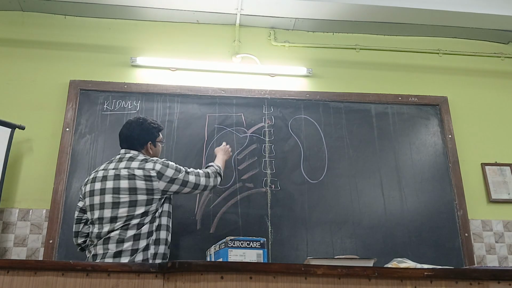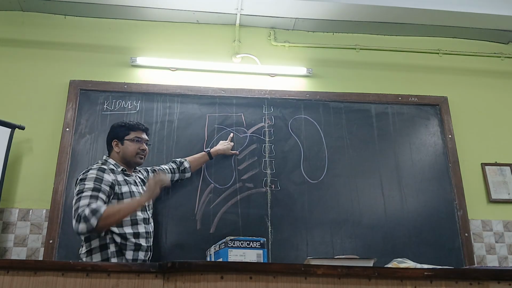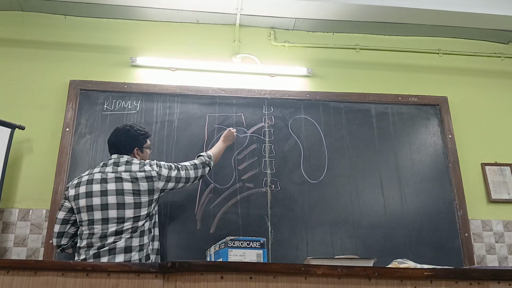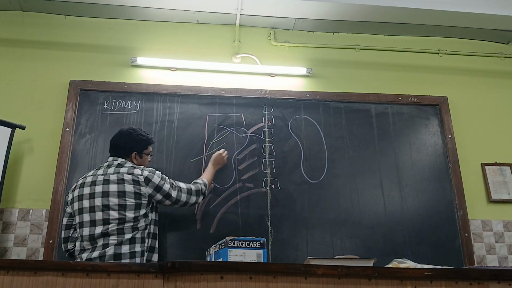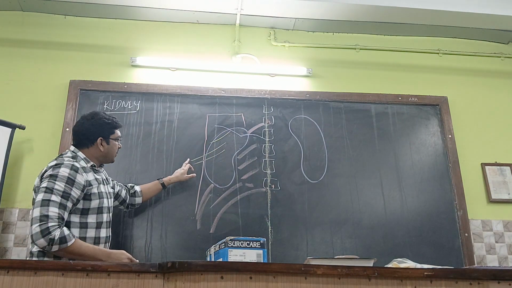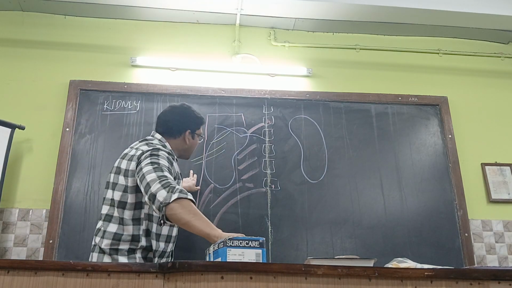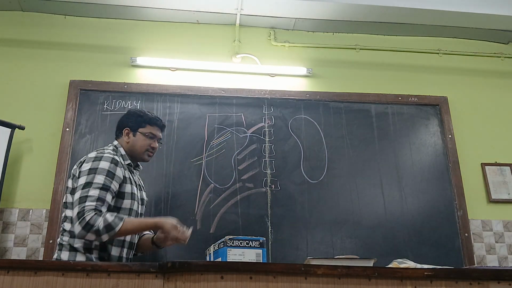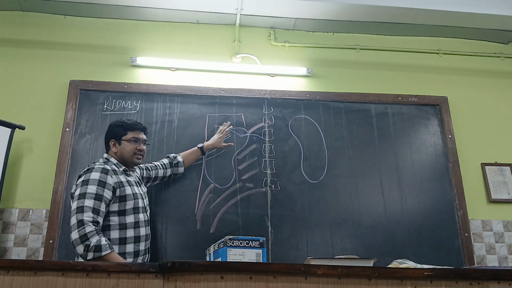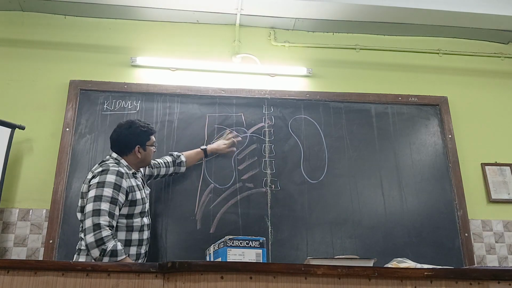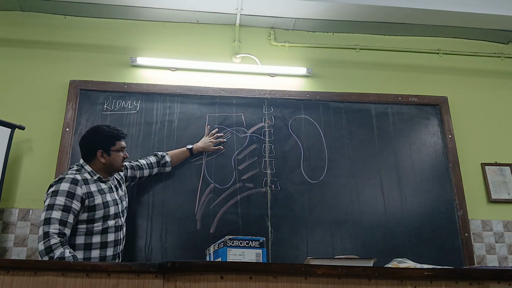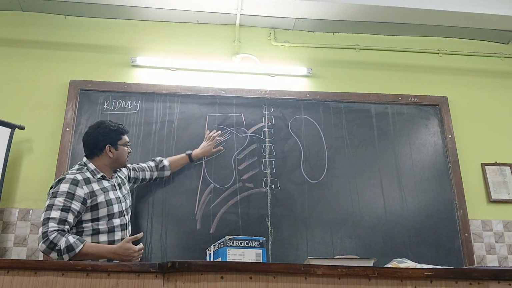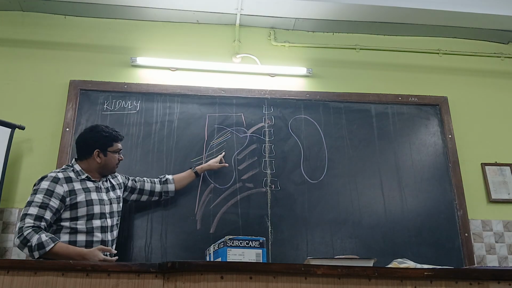If this is the quadratus lumborum and this is the lateral arcuate ligament, a few structures will go deep to the lateral arcuate ligament. What are those? The subcostal nerve and vessels. We have also seen the lumbar plexus, with the iliohypogastric nerve above and the ilio-inguinal nerve below. Beneath the lateral arcuate ligament emerge the subcostal vessels and nerve, the 12th nerve and vessels, followed by the iliohypogastric nerve and ilio-inguinal nerve.